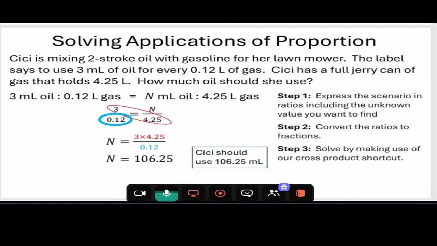So there's the basic idea. Again, you see it always results in that one special formula, that one special type of equation that we can solve with our cross product trick. And you're always looking for the two ratios, the one with the complete pair that tells you what number goes with what number, and then you're looking for the pair that has the thing that you are trying to find in it, how much oil with 4.25 liters of gas.